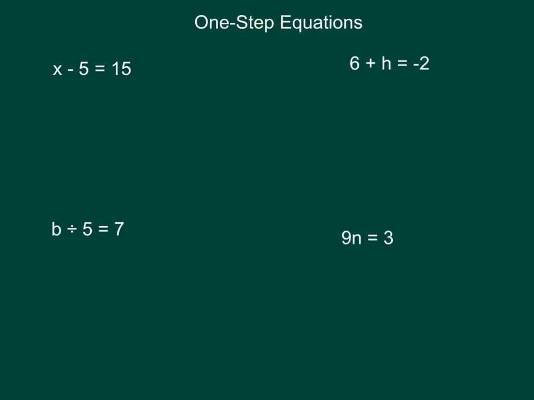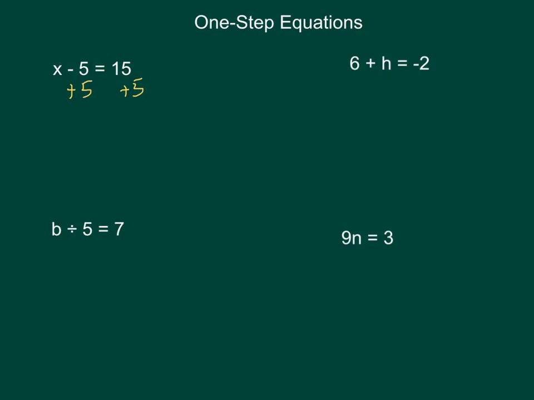Here are four one-step equations that will show us how to use inverse operations in order to solve an equation. My first equation is x minus 5 equals 15. Here I have a subtraction. In order to get rid of the subtraction, I'm going to use the inverse operation of addition by adding 5 to each side of my equation. This 5 is on the left side of the equal sign. This 5 is on the right side of the equal sign. I've got to make sure that I'm balancing the equation that way.